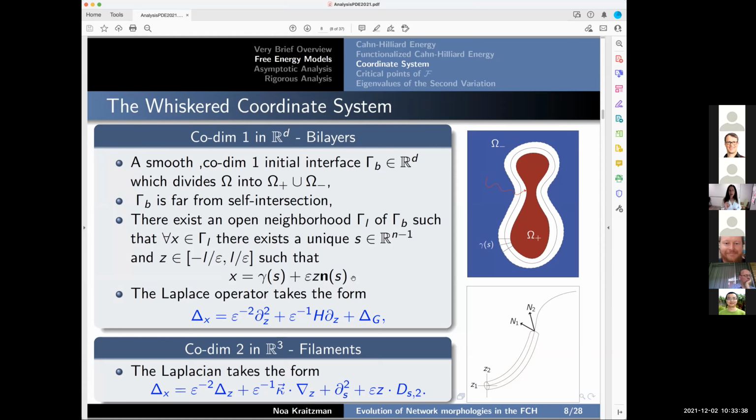Using these Z and N coordinates, we can rewrite the Laplacian in a simpler form where the Z derivatives are separated from the S derivative. And we get this form here, where H restricted to gamma is the mean curvature, and Laplacian G restricted to gamma is the Laplace-Beltrami operator. We can do the same for a codimension 2 structure in R3. We get a different but similar expression for the Laplacian.